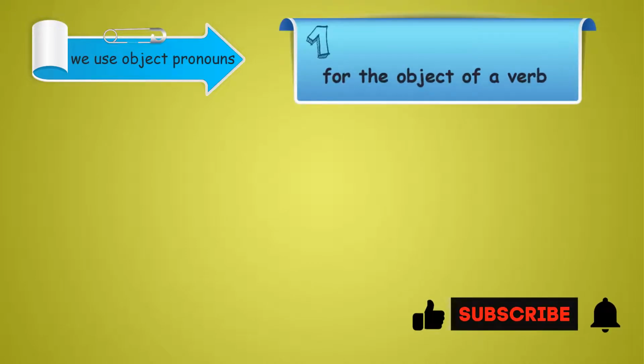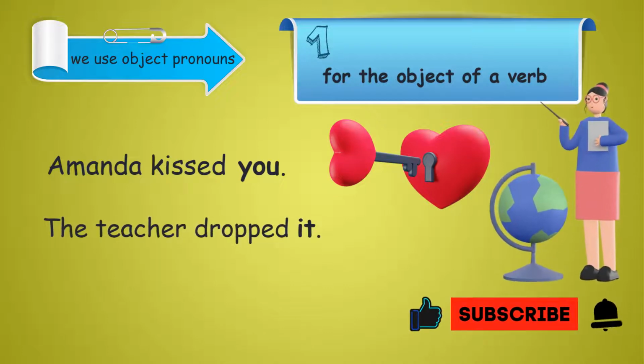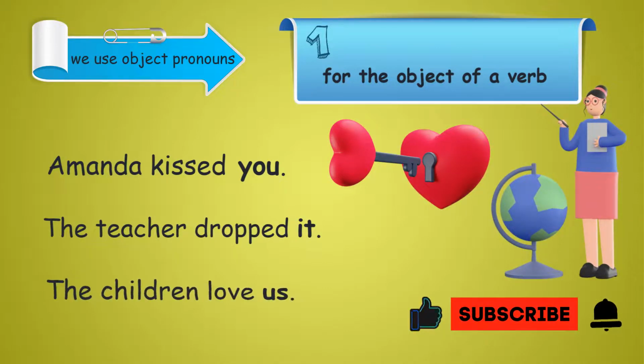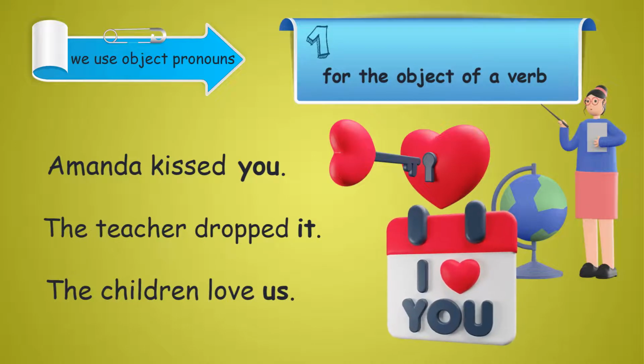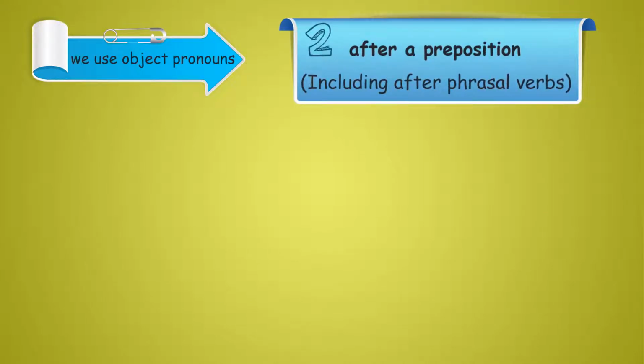We use object pronouns for the object of a verb. Amanda kissed you. The teacher dropped it. The children love us. We use them after prepositions, including after phrasal verbs.